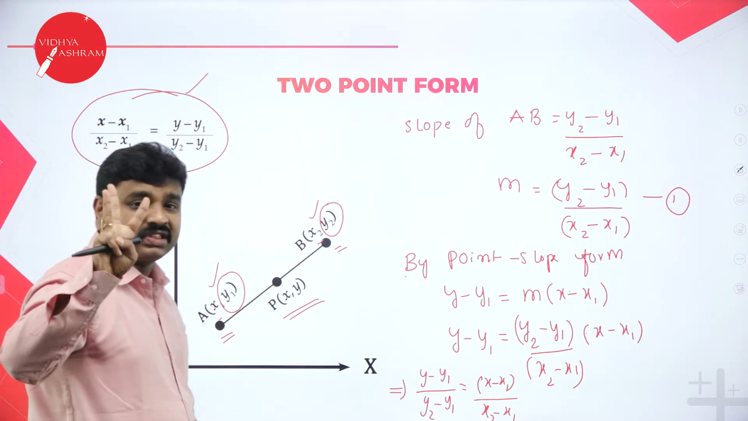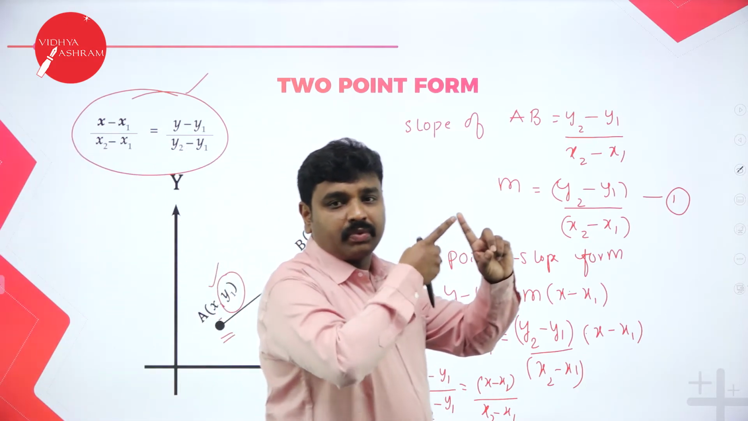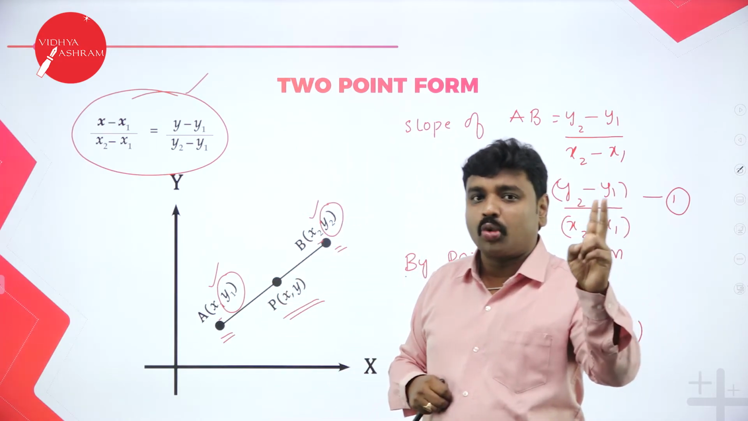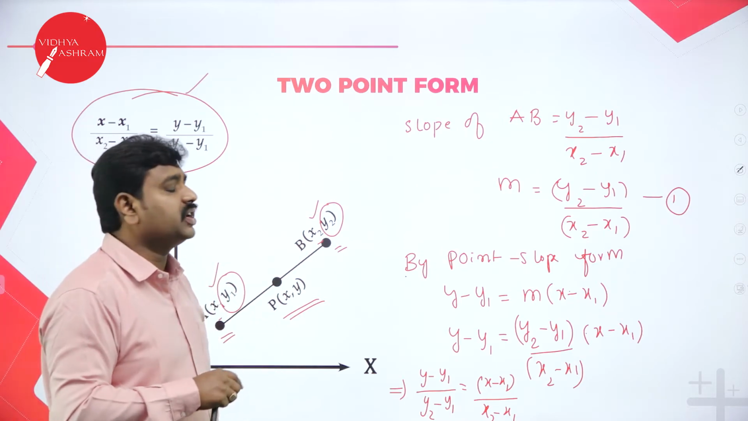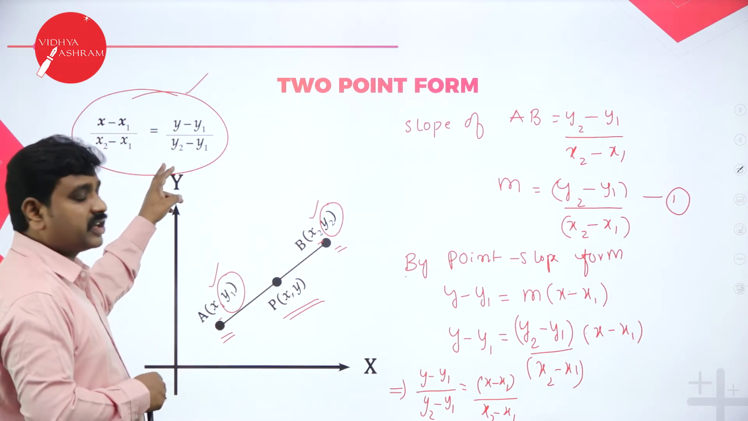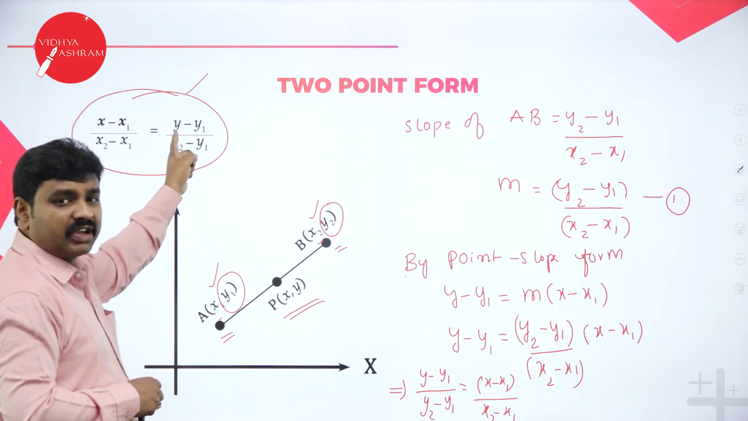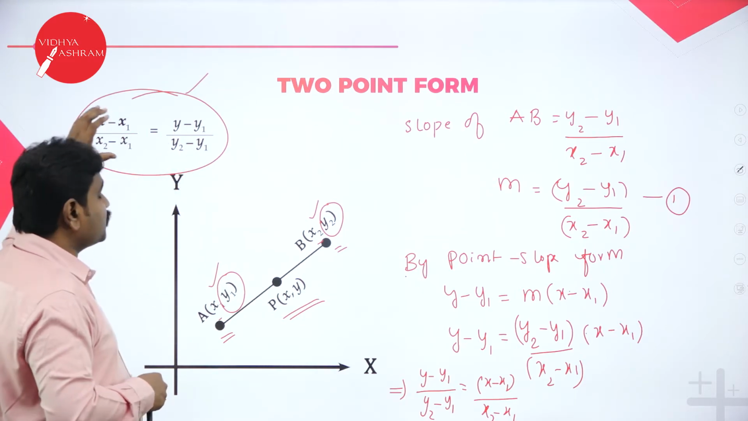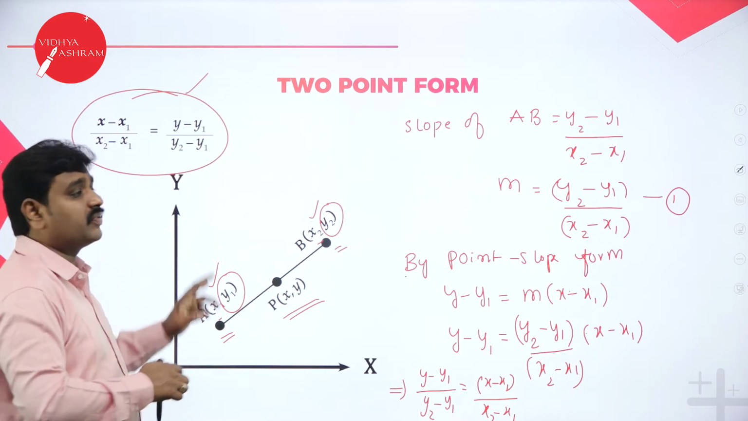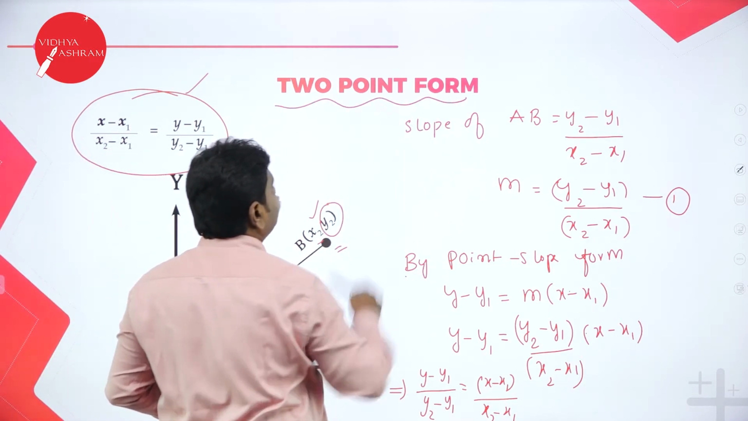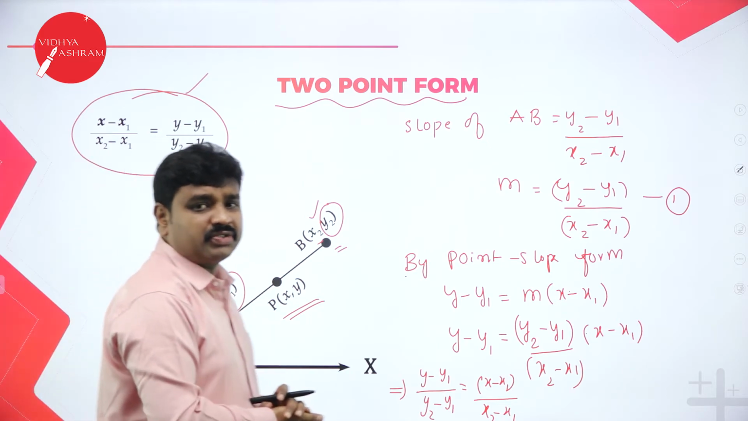By this you have learned 3 forms. First one, point slope form. Second one, slope intercept form. Third one, 2-point form. What is the 2-point form of a line? (x minus x1) by (x2 minus x1), same thing in terms of (y minus y1) by (y2 minus y1). (x minus x1) by (x2 minus x1) equal to (y minus y1) by (y2 minus y1) is called the 2-point form. Now we'll go ahead with the problems of 2-point form.